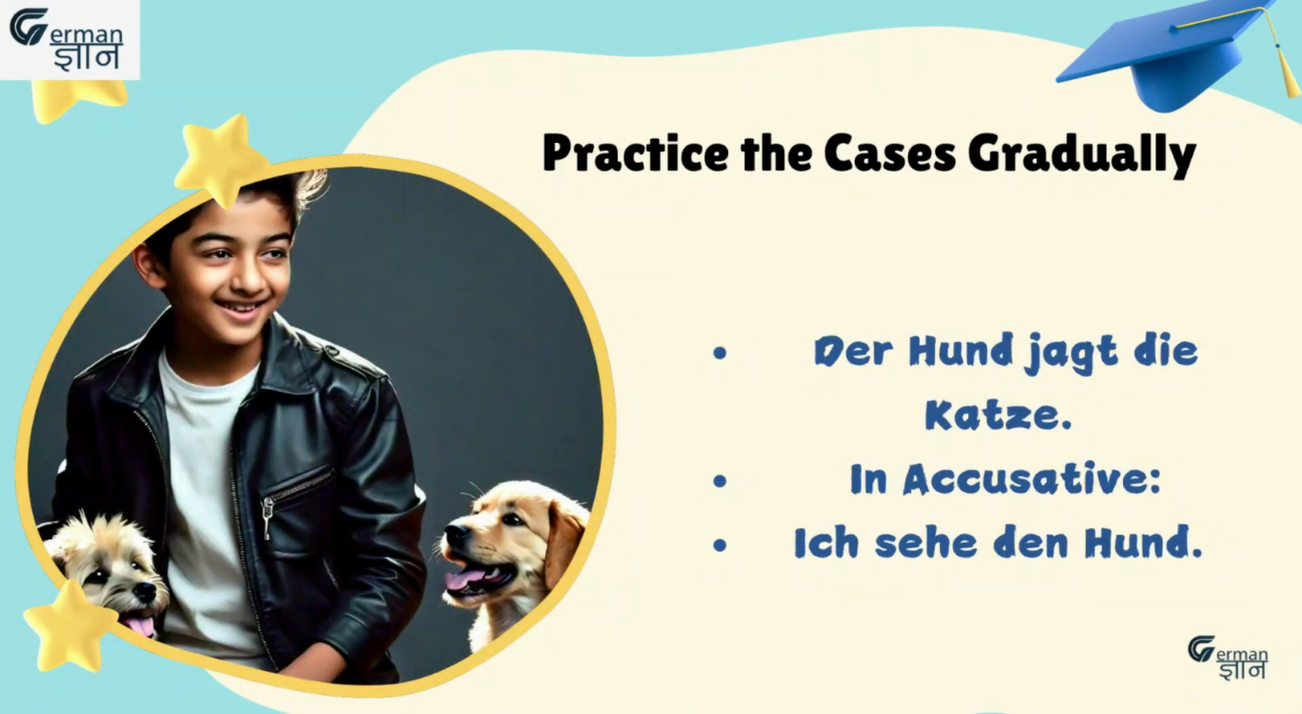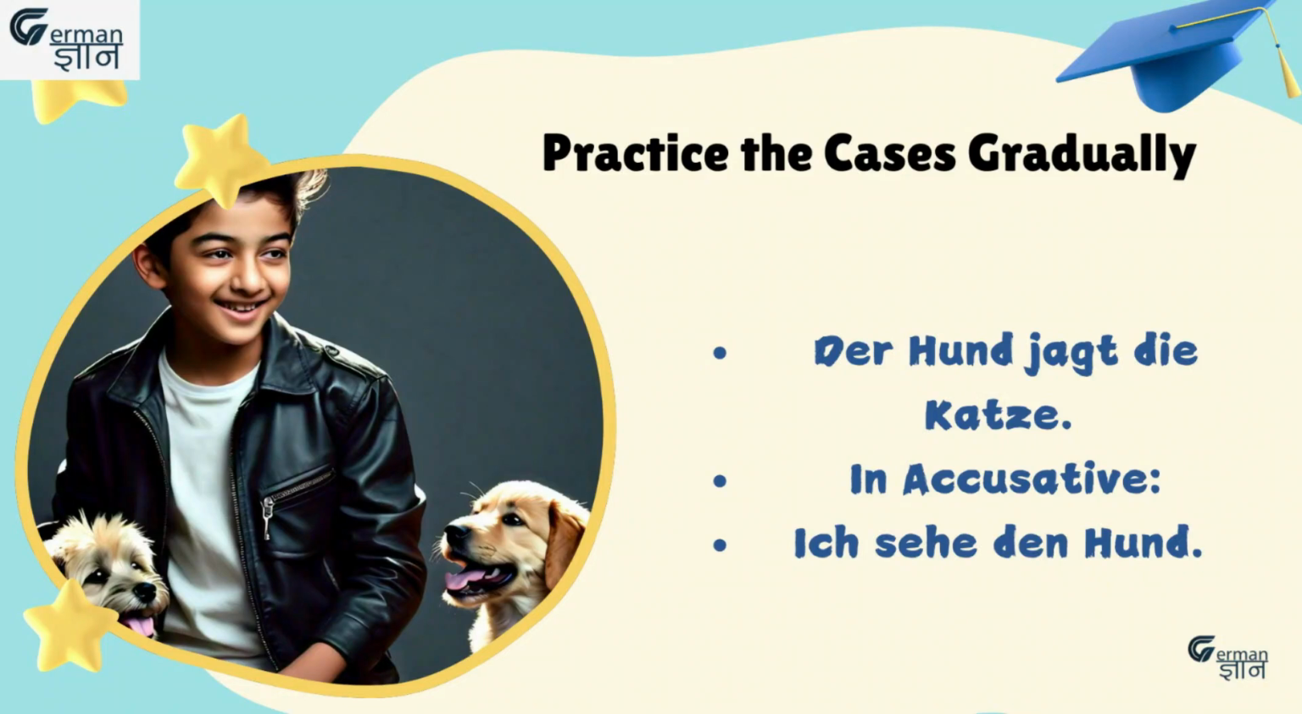Practice the cases gradually. In German language, there are 4 cases, which are nominative, accusative, dative and genitive. Now they all are like the flavors of ice cream. If you try them at once, you are really going to enjoy it. Otherwise, you will end up with a brain freeze. So what you have to do is just start simple with nominative or accusative case.